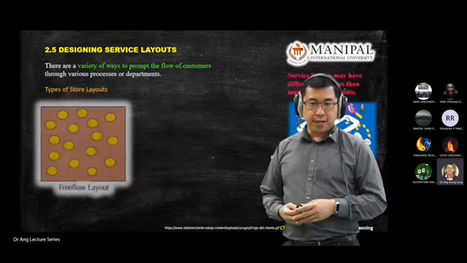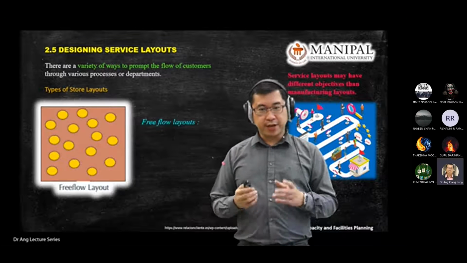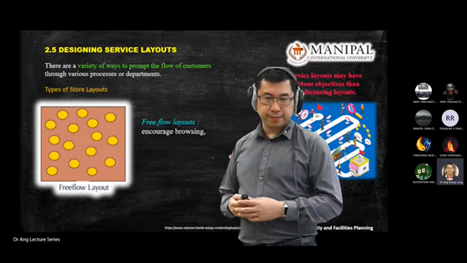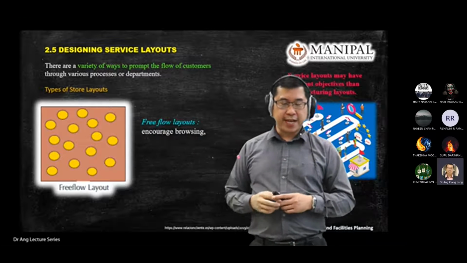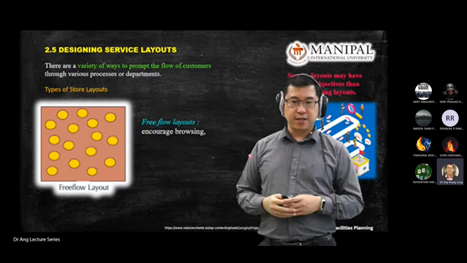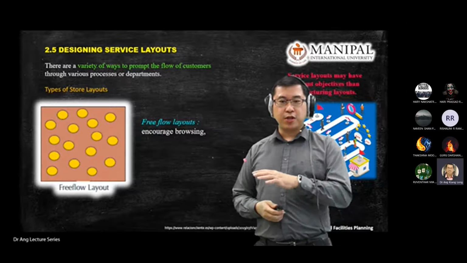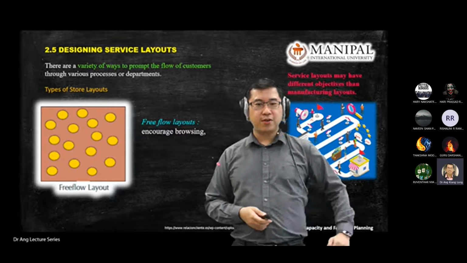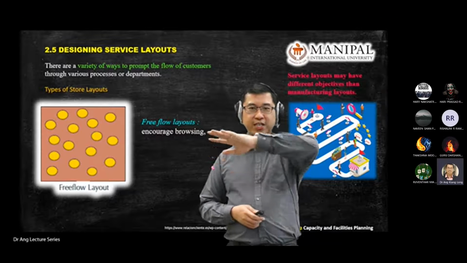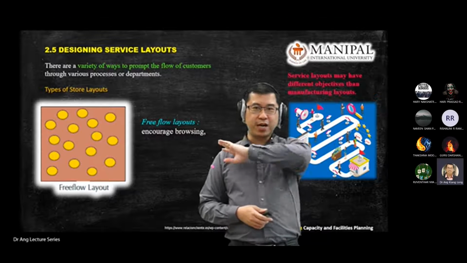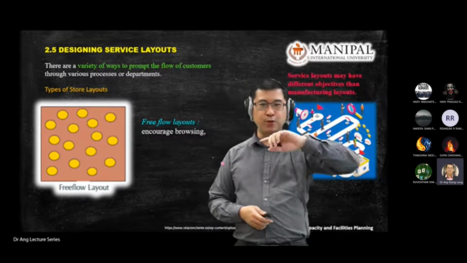Okay, now let's look at the first one, free flow. What are the advantages? What are the characteristics? So when you are using free flow, they're actually encouraging browsing. Means once you walk into the store, you can see all the sections, all the products in one view.